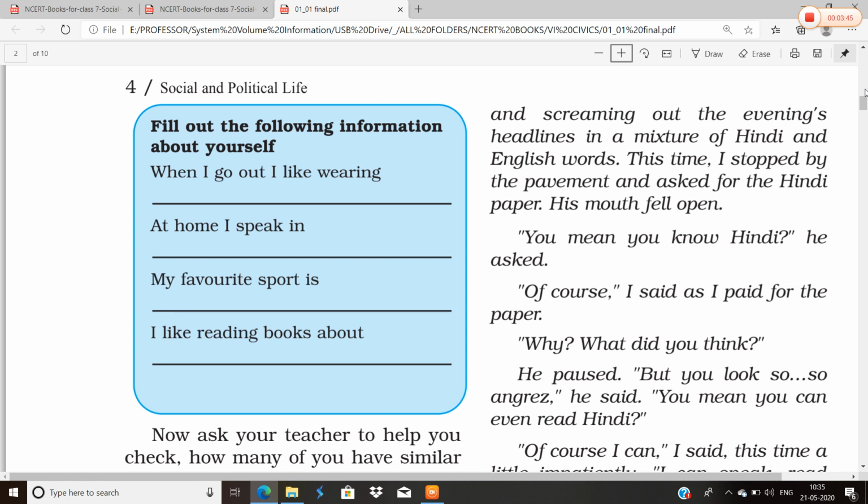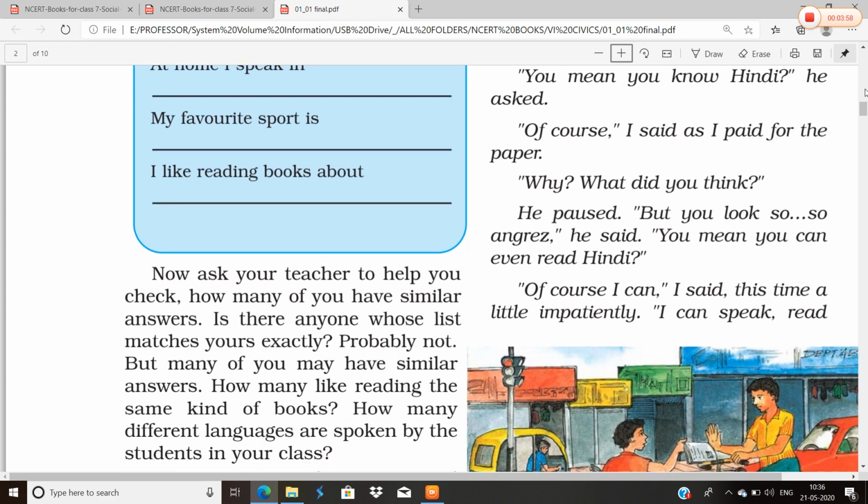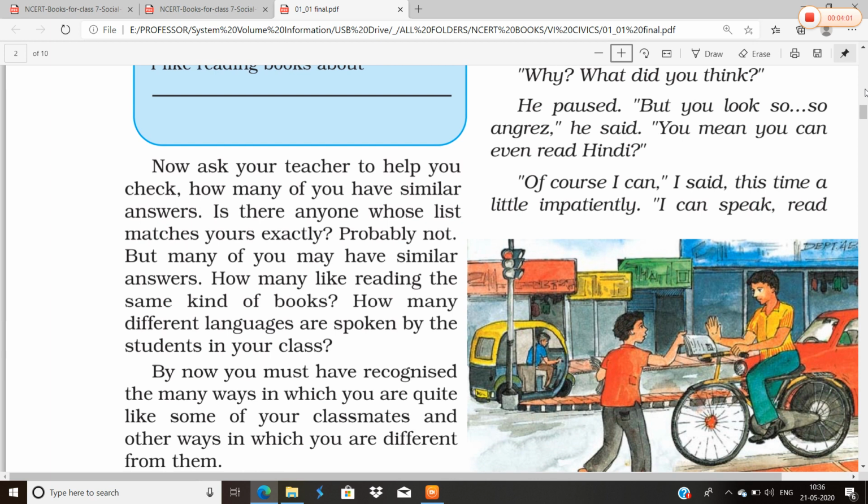The language you are speaking in your home, some are talking in Marathi, some in Hindi, some in Gujarati, some in different languages. So even the sport you like is different. So these are all the differences we can easily find out in society. Now, if you fill this sheet, you will come to know the differences.